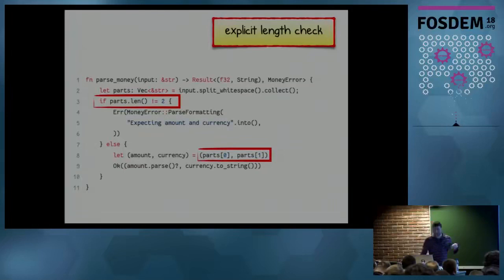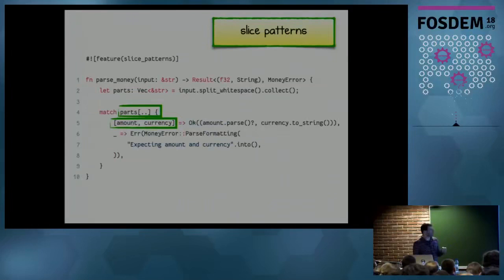And there is, using slice patterns. With slice patterns, you can say, I take this slice in line number 4, I take the vector, and I take all of it. So that's why we have 2 dots here. We take the whole thing, and we compare it to different outcomes. So match means compare it to different versions, to different outcomes of the computation. And we compare if we get an amount in the currency. If so, we return it. And if not, then we throw an error. But this is just in nightly right now. But this will help you later to make your code even more readable.